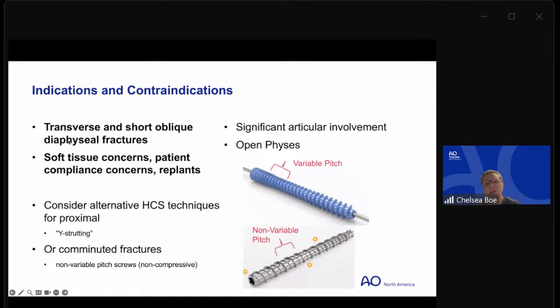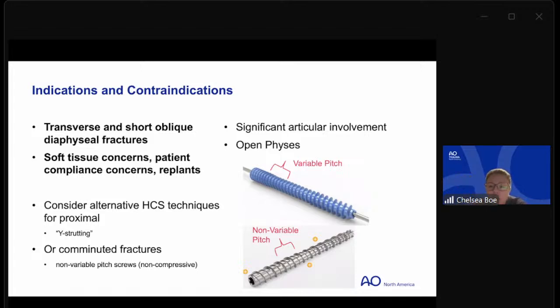So indications for IM screws include transverse and short oblique diaphyseal fractures, situations where there's significant soft tissue concerns and you don't want to place any hardware outside the bone. Also in situations where you have patient compliance concerns, where you want to be able to let a patient go and let them move right away and trust your implant, and then in replants with appropriate fracture patterns.